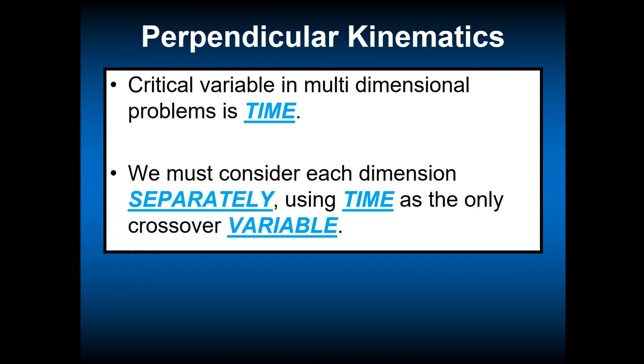We must consider each dimension separately, using time as the only crossover variable. So we can consider vertical and horizontal separately, or we can consider different directions separately, but time is the variable that will be the same in all situations.